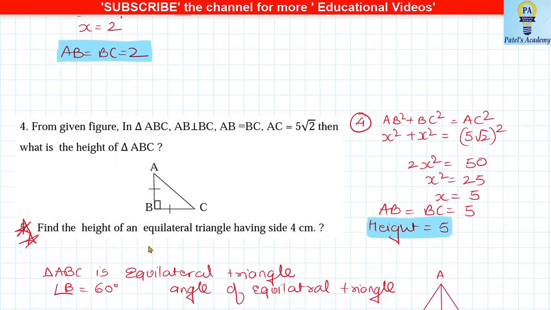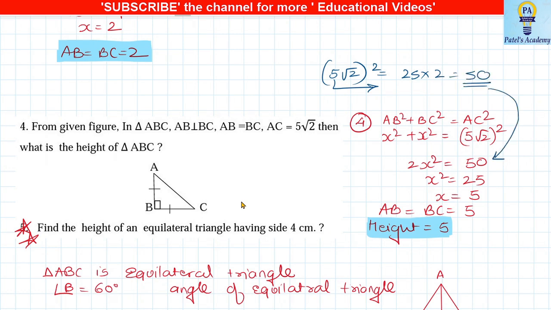Okay, now they have given the figure. They have given the value of AC as 5 root 2, same sum like the previous one. So 5 root 2 bracket square. So the square of 5 is 25, square of root 2 is 2. So I get 50. That is what I have written here. 5 root 2 square is 50. So 2x square equals 50, x square equals 25, x equals 5. That is nothing but the height of a right angle triangle.